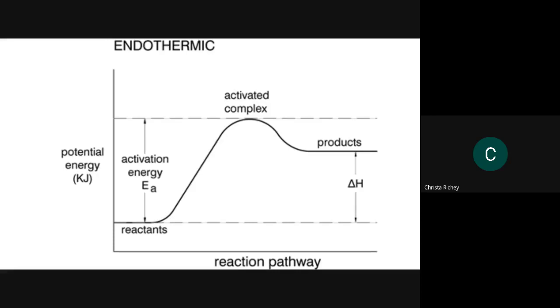So the heat of reaction is, when you go across, the difference between your reactants and your products, not zero and not the hump. Now if the downslope is more, it's negative, and if the upslope is more, it's positive.